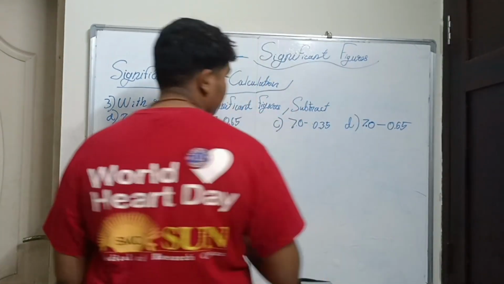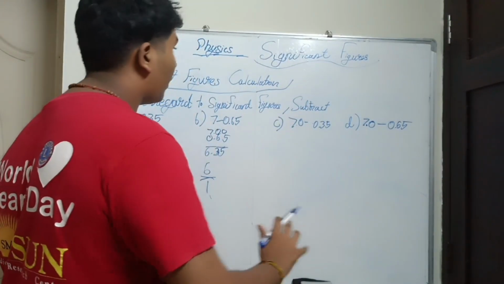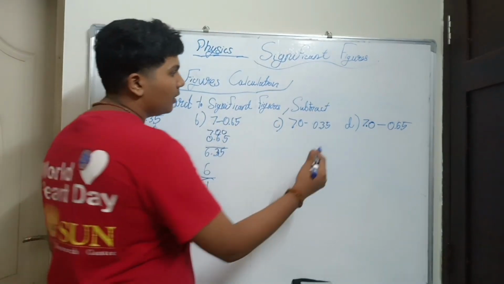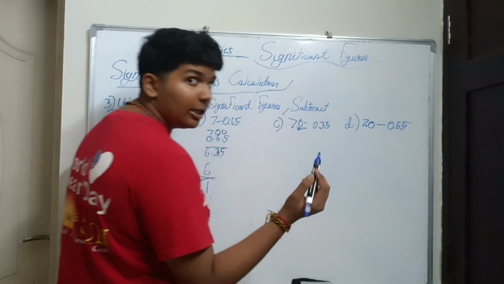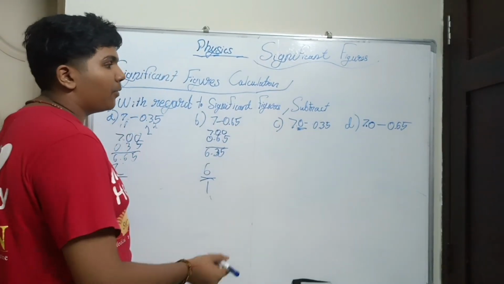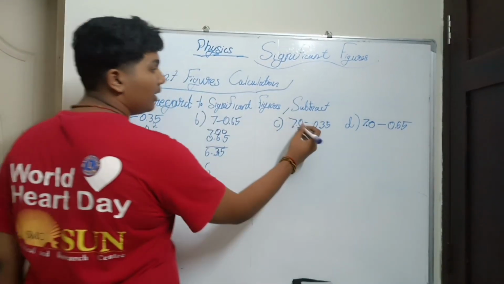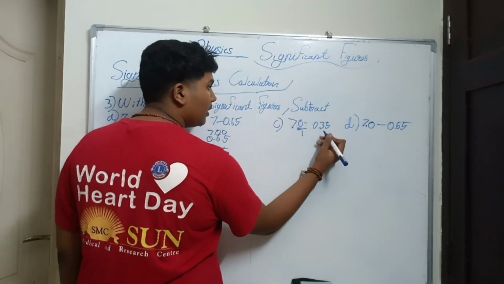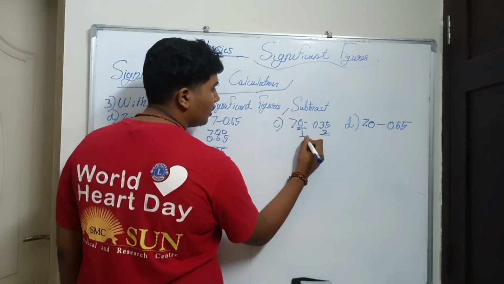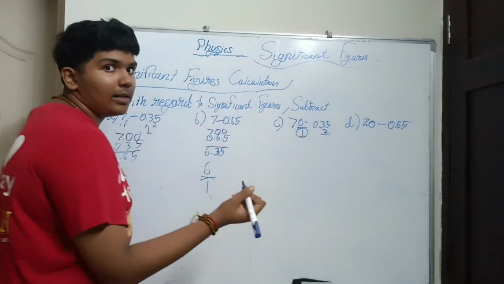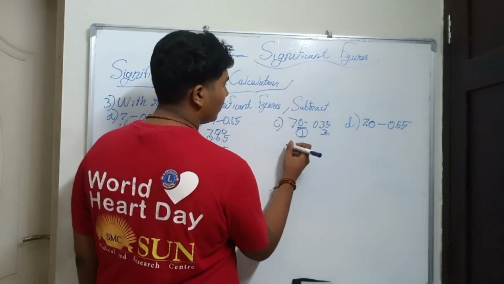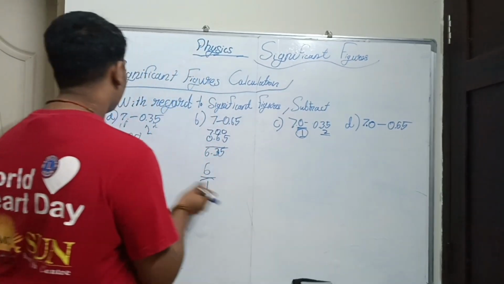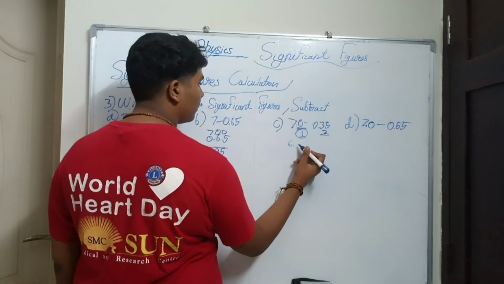Now next problem. 7.0 minus 0.35. Now this we have to mark here. There's a significant figure after decimal point. So that means there is 1. The least is 1 here. Here is 2. So this one will be taking as our final answer. The number of significant figures for the final answer 1. Now if you subtract them, what you will get? 6.65, right?